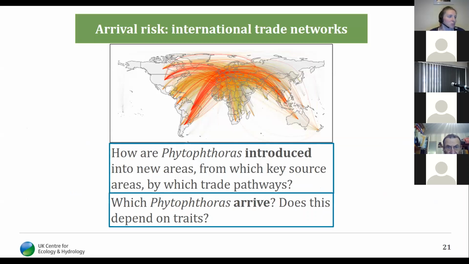And next, we wanted to build on the trait-based approach by developing some models that could tell us more about where these species might be more likely to reach and whether traits play a role. So the objective here is moving a bit closer to risk assessment.